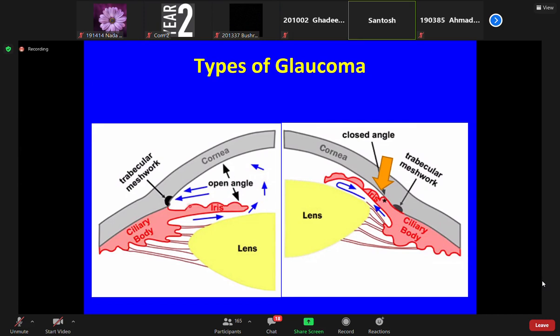So open angle, again, as you can see, the angle between the iris and cornea is wide open. So that's why we call it open angle glaucoma. So now the question is, if the angle is open, then what is the problem? If the angle is open and if the aqueous humor is able to flow from the posterior chamber to the anterior chamber, then where is the problem? The trabecular meshwork.